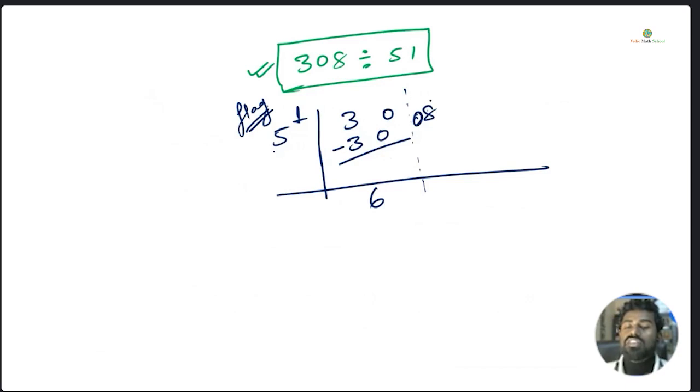So this is now what? 08. 08 is actually 8. Okay, if it is 1, suppose that there is a remainder 1, so this will become 18. But right now we have a 0, so I am writing 0. So 8 is then the number. Now, what is the next step?